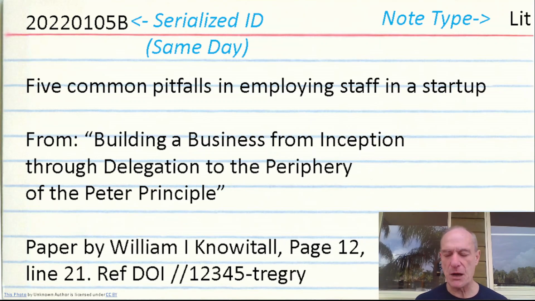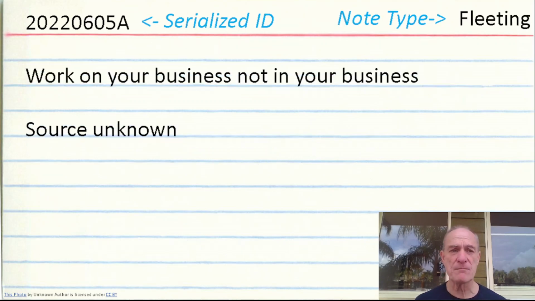So these two both happened on the 5th of January, note A and note B. Now a little while later, quite a while later, on June the 5th, again, all bogus stuff here, I create another note. Notice my date, 2022-0605A, that is June 5th. See the serialized ID in the top left-hand corner? This is a note type which is fleeting. What does that mean? It might be just a thought or a memory, something that I had.